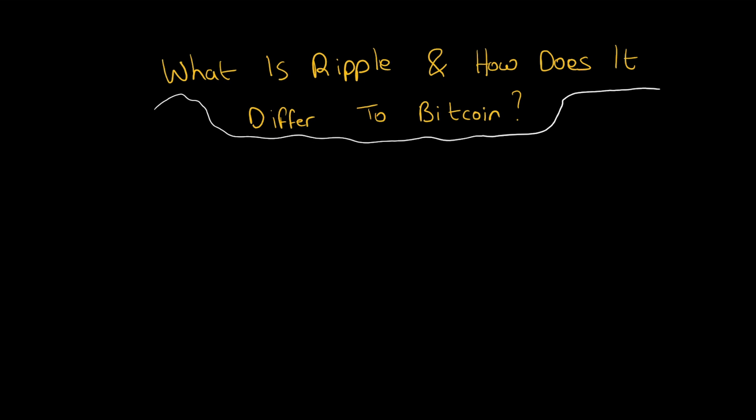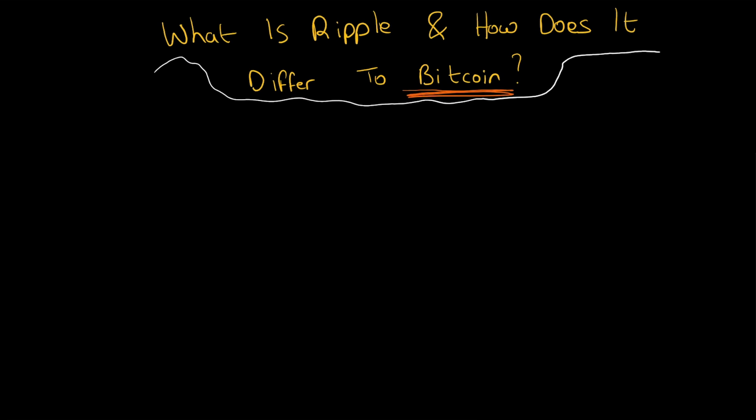Hello, in this lesson we are going to cover what Ripple is and how it differs to Bitcoin, and ultimately how it differs to a lot of the other cryptocurrencies. But as Bitcoin is the largest as of now, that's the one that people are going to continuously compare it to.